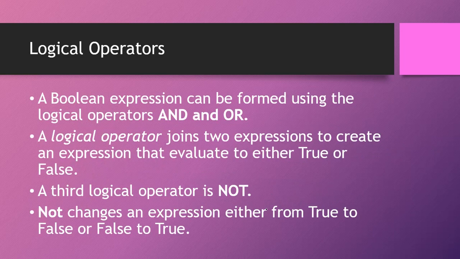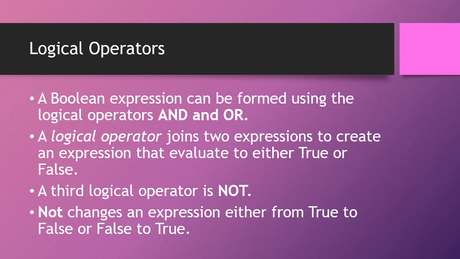Now, we also have this thing called a logical operator. Sometimes you want an expression to check more than one thing at a time. So what we can do is connect things with these logical operators, and and or. All a logical operator does is join 2 expressions to create an expression that evaluates to either true or false. And then there's a third logical operator. It's not as useful, but you'll see it show up here and there. It is the not logical operator. All not does is change an expression from true to false or false to true.